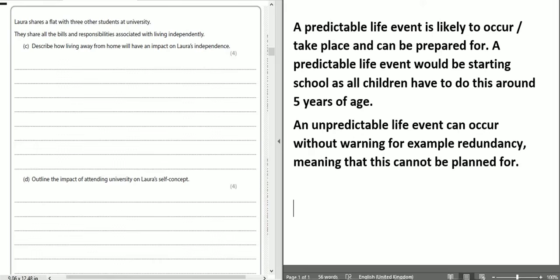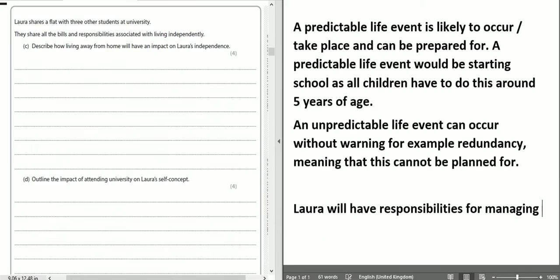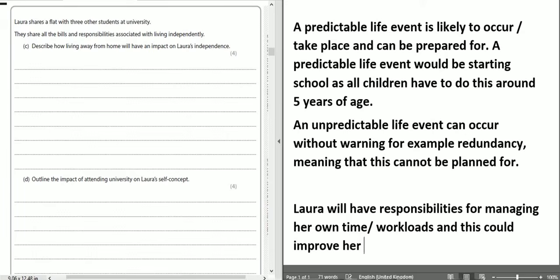So the first question: describe how living away will affect Laura's independence. One of the things about living away, obviously, being independent, we could think about how Laura will have responsibilities for managing her own time and workloads, and this could improve her self-esteem.